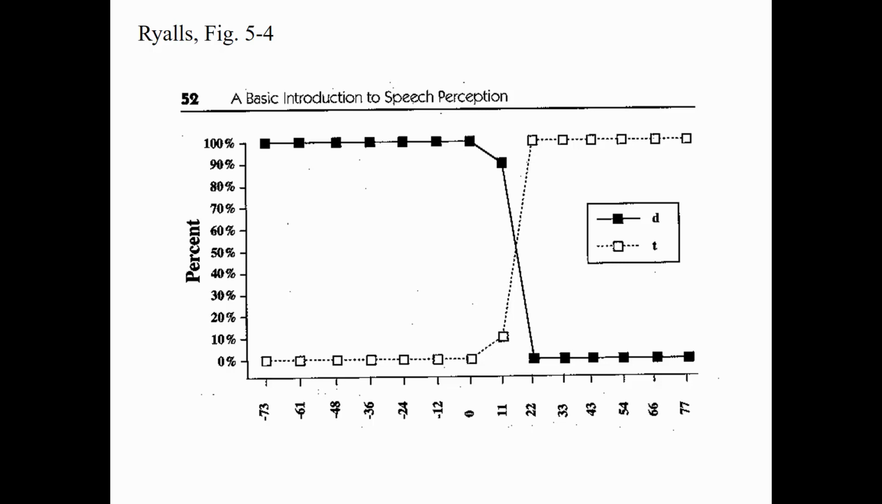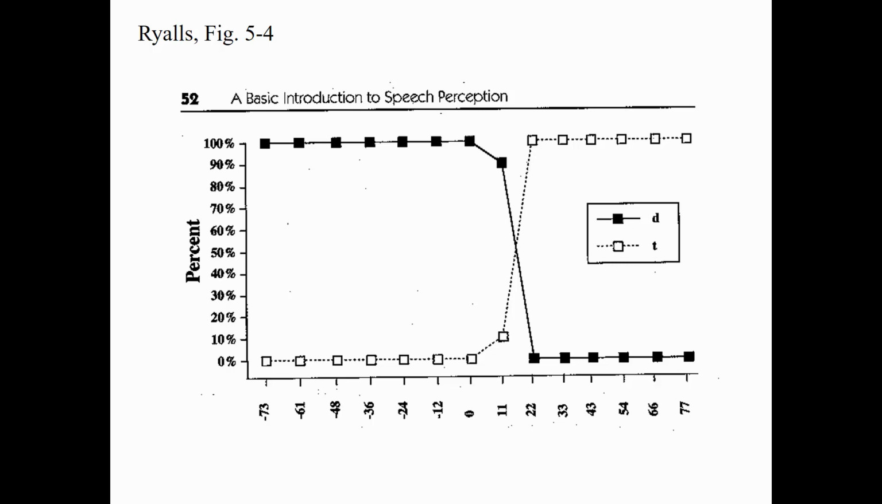So what this is showing, in the open blocks, is the percentage of time that people identified the stimuli as T. In the filled squares, it's showing the percentage of time that people identified it as D. And in this hypothetical experiment, we would have had a two alternative forced choice, meaning people would have been asked, is it T or is it D? And you had to say one or the other. So the filled blocks and the open blocks are going to add up to 100 in every case because those are the only two options.